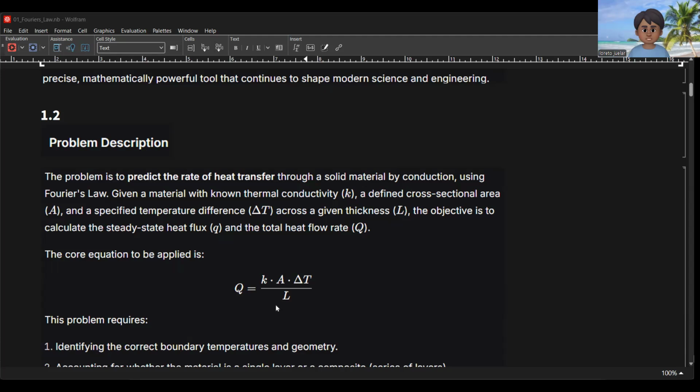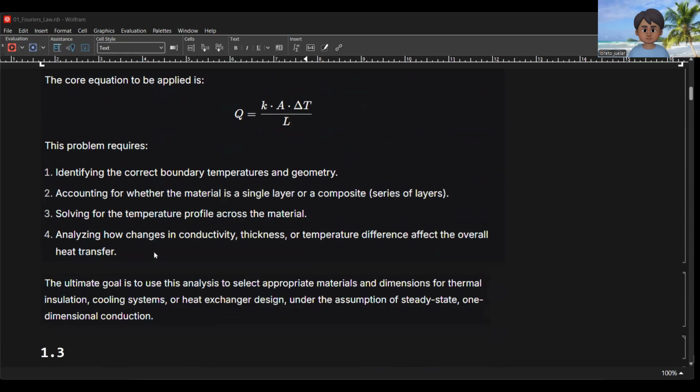So the governing equation here is Q equals k times A times delta T over L. To solve the problem, it is necessary to define the material geometry and boundary temperatures, and to determine whether the material is homogeneous or composed of multiple layers. Calculate the temperature distribution within the material.